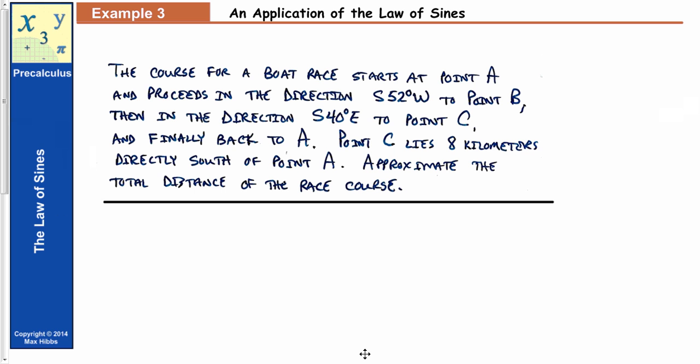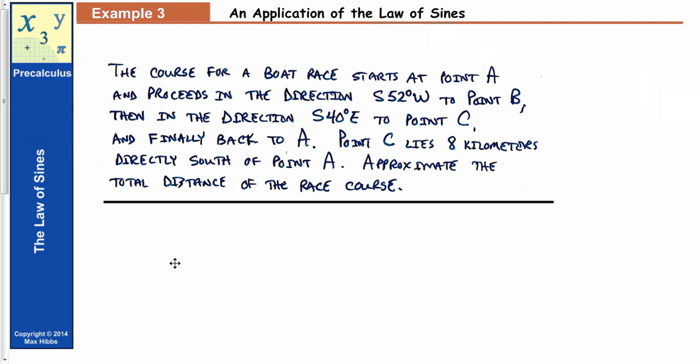Okay, in our next problem, you see the course for a boat race starts at point A and proceeds in the direction south 52 degrees west to point B. Then in the direction south 40 degrees east to point C, and finally back to point A. Point C lies 8 kilometers directly south of point A. Approximate the total distance of the race course.